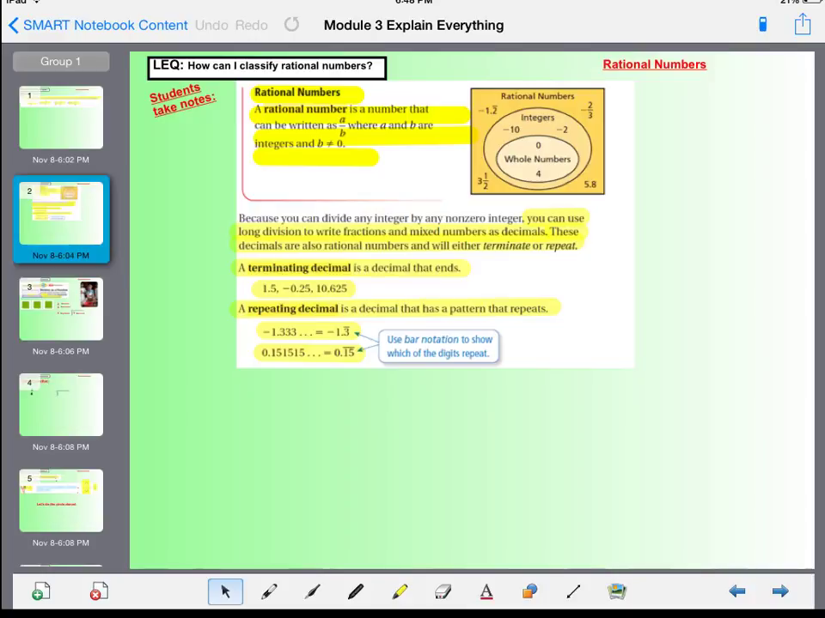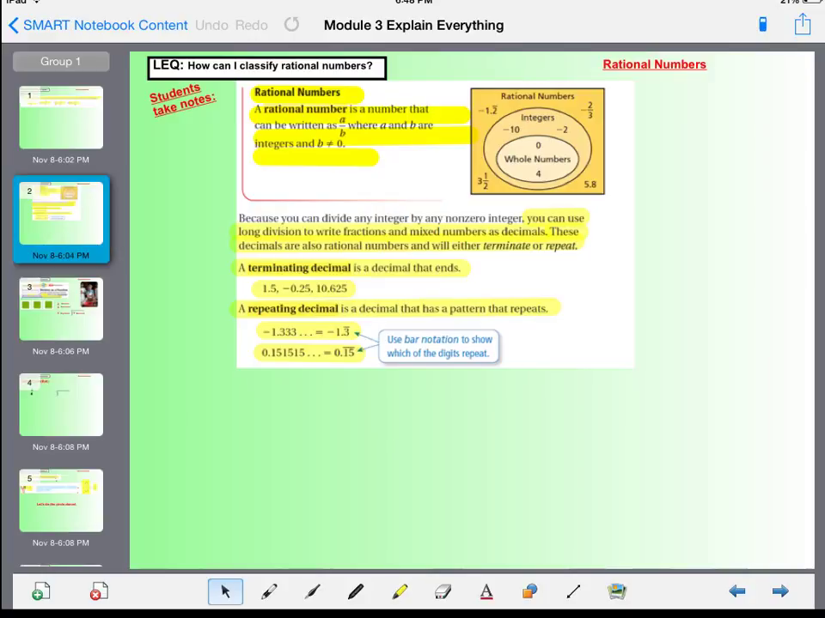Now, because a rational number is dividing a number by another number, we end up with either a terminating decimal or a repeating decimal. The word terminating means to end, so when we have a terminating decimal, that decimal is going to end. Some examples would be 1.5, it ends there, -0.25, it ends there, or 10.625. Contrastly, a repeating decimal is a decimal that has a pattern that repeats.